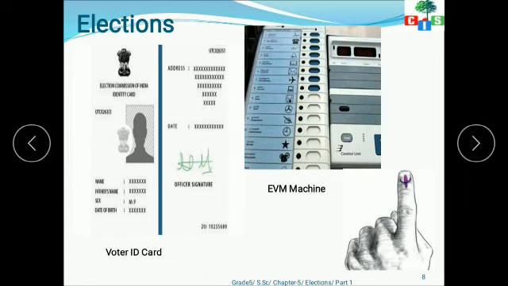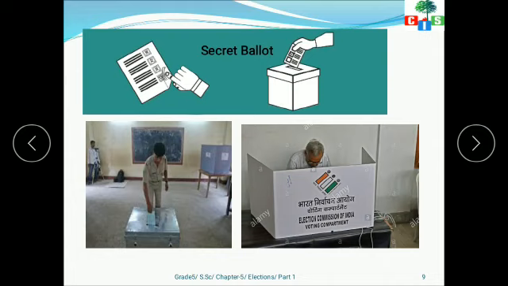Move to the next. This is what a secret ballot is. Look at this person. He is putting his vote confidentially into that particular box. So that is the secret ballot system. I hope that through this video you will get the entire information on how we give our vote and what the particular age is to give a vote.